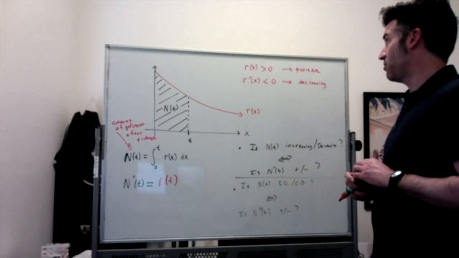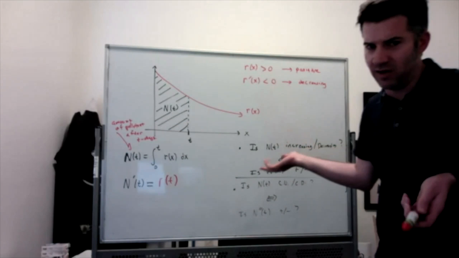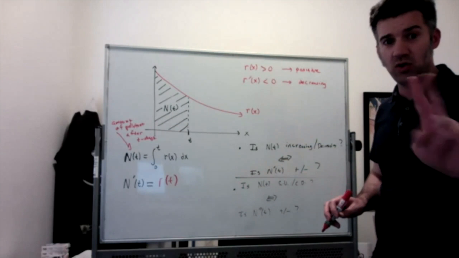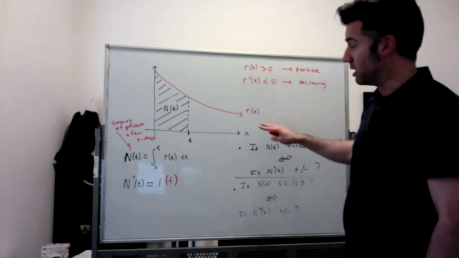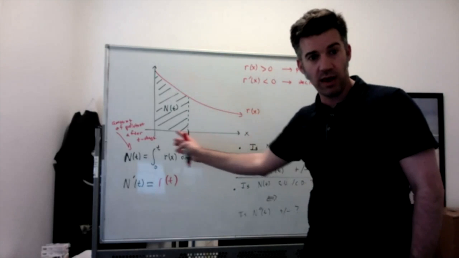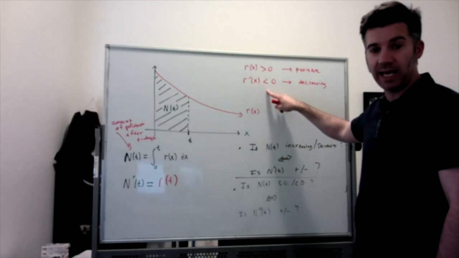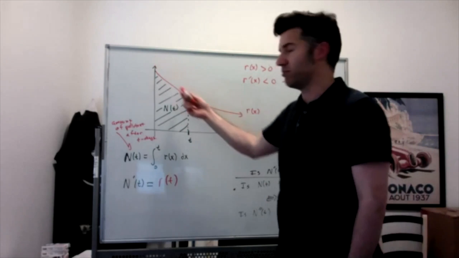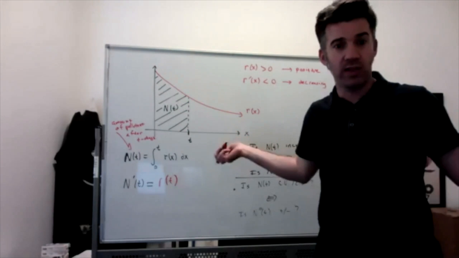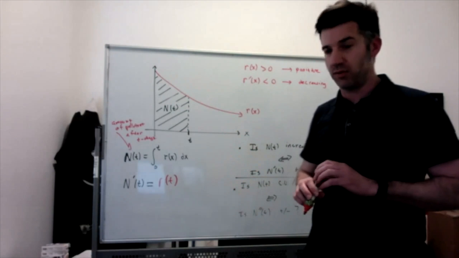Okay, they ask us a couple other questions. So notice I've graphed this thing even though they didn't tell us what the function was, because they told us two important things. They told us R of x was positive, meaning your function is always above the x-axis, and R prime of x is negative, meaning our function is decreasing. So this is a good enough guess at what the function looks like.